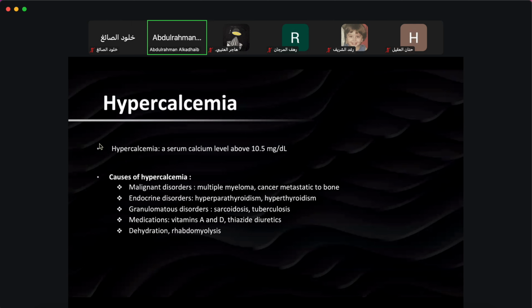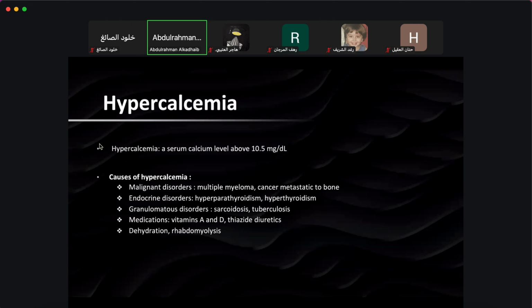Okay, so how should we treat hypercalcemia? There are many treatment lines. Usually we treat all patients with hypercalcemia with normal saline, 0.9%. We start with volume repletion using 500 to 1,000 milliliters per hour, and we follow this with saline infusion at a rate of 200 to 300 milliliters per hour. And we target the urine output.